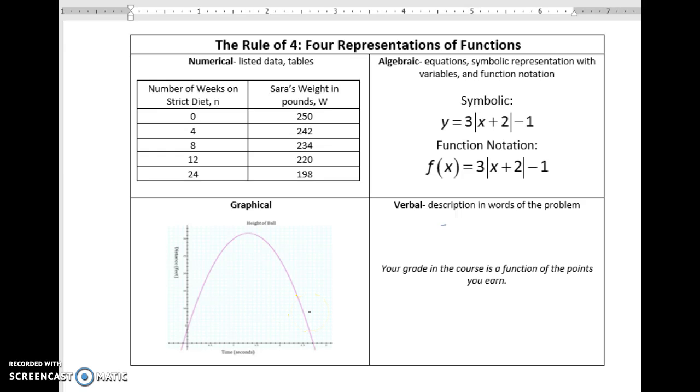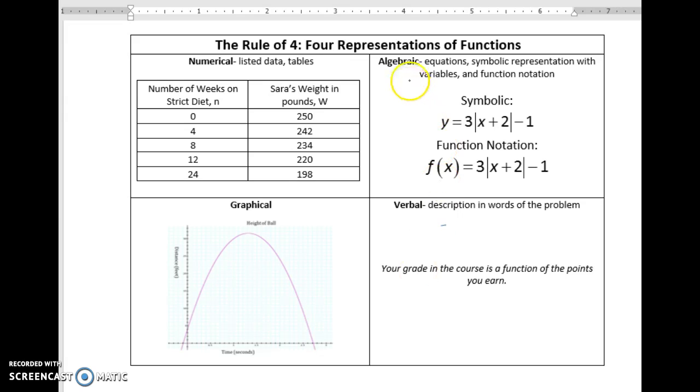So that satisfies. In a verbal, remember we're looking for the words "is a function of", and so now we have the input is the points earned and the output is the grade, so every amount of points has a specific grade that would be associated with it.